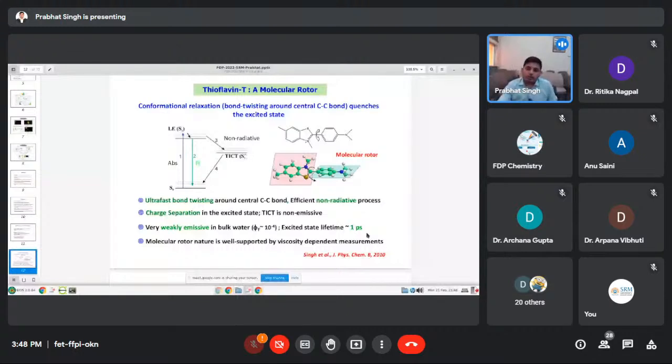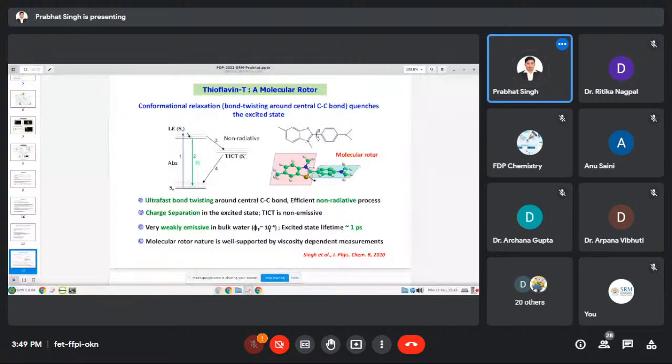And so this work I did in my PhD, and we found out that this molecule decays very fast. It's 1 picosecond. That's the time scale. And if you look at the quantum yield, then quantum yield is again 0.0001. What does it mean? That if the molecule absorbs 10,000 photons, then out of those 10,000 photons, only one will emit. And this is the condition in the bulk water, because in the bulk water, the molecule is twisting very fast.